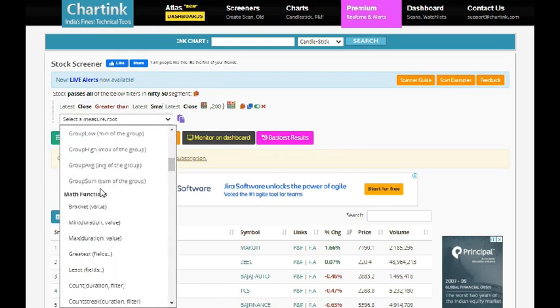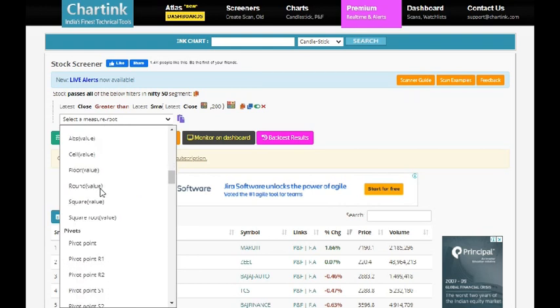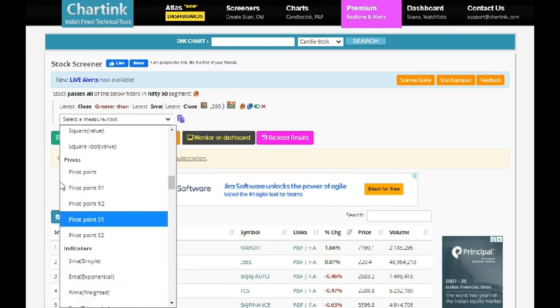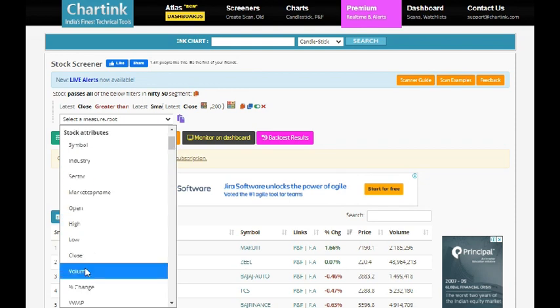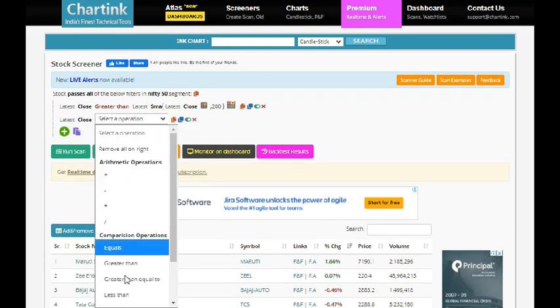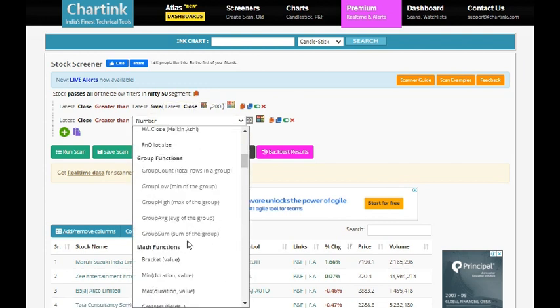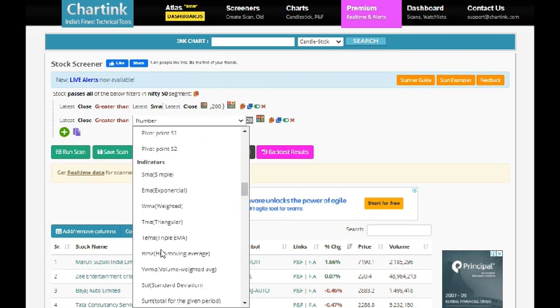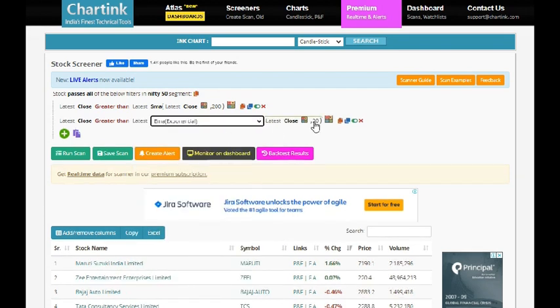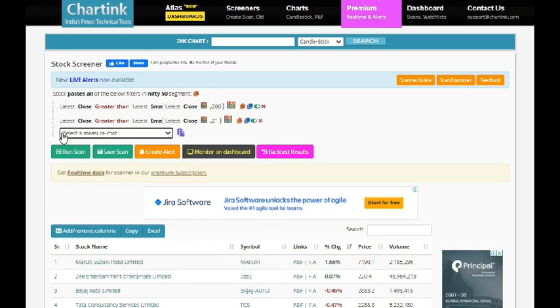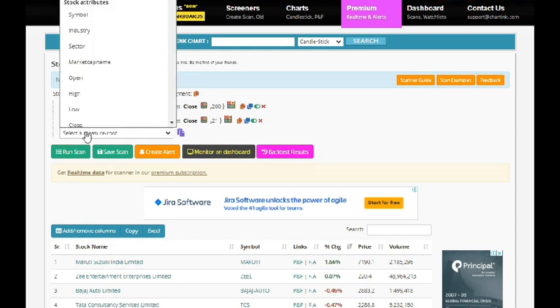So we want the stock price to have come above the 21-day exponential moving average. So we are going for latest close is greater than exponential moving average 21-day. We'll change this number to 21, and the second indicator we're going to be adding right now is the MACD.